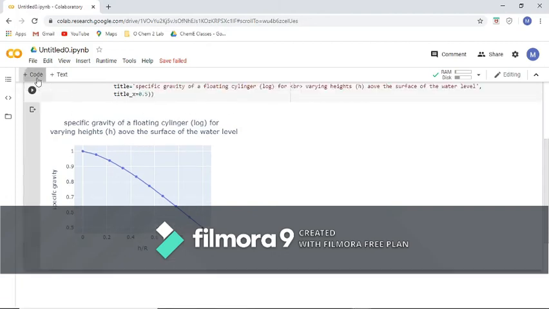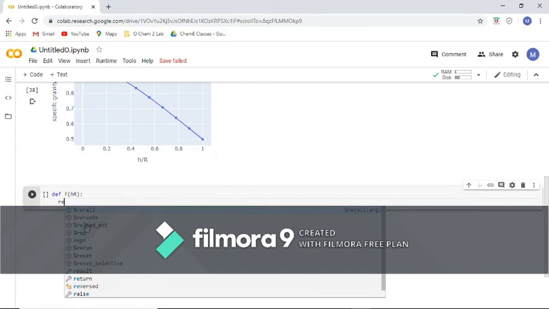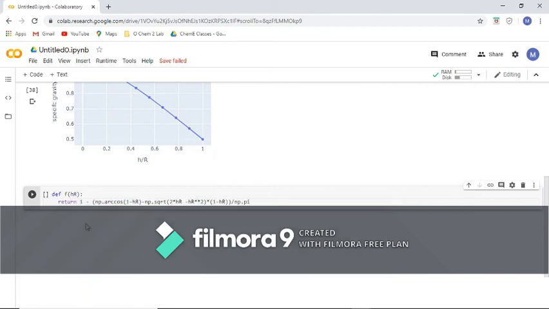So now in this next portion of the code, we will be solving for our h over r value when the specific gravity is equal to 0.8. Let's start by defining this. We're going to put our hr here, and then we'll type return, and we can just copy and paste our equation for specific gravity. We'll want to enclose it in parentheses so that we can then subtract the 0.8 value for our specific gravity.